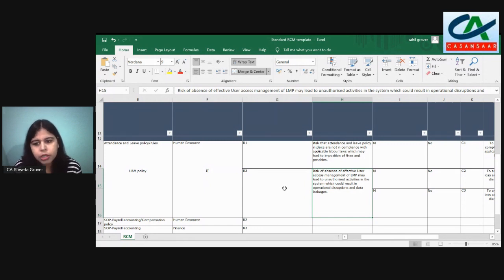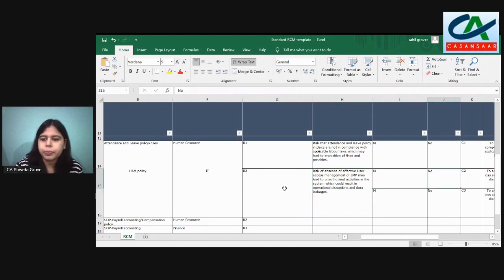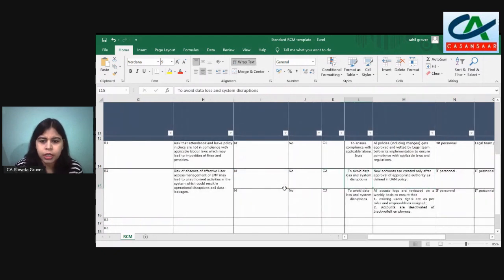For this particular risk, there are two controls. Control number one: our objective would be the same for both the controls, to avoid data loss and system disruption. The first control is: new accounts are created only after approval of the appropriate authority as defined in the UAM policy. The UAM policy is in place, and whenever the company is creating any new account, it is approved by the appropriate approving authority.